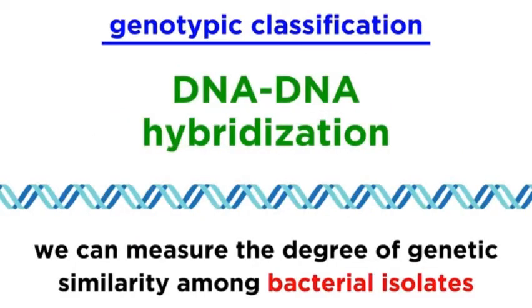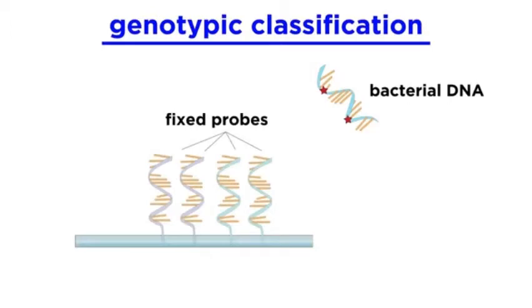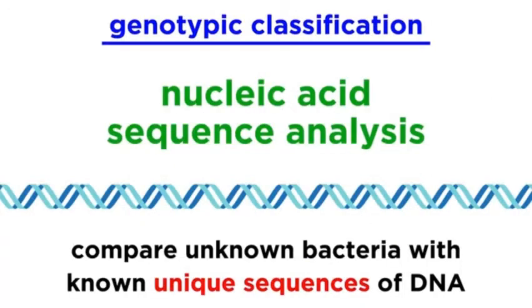Using DNA-DNA hybridization, scientists measure the degree of genetic similarity among bacterial isolates. Taking this a step further, scientists can extract DNA from an organism and expose it to species-specific molecular probes. If the nucleic acid probe binds to the DNA, then you know you've properly identified the organism. We can also use nucleic acid sequence analysis to compare unknown bacteria with already known sequences that are unique to a genus, species, or subspecies.